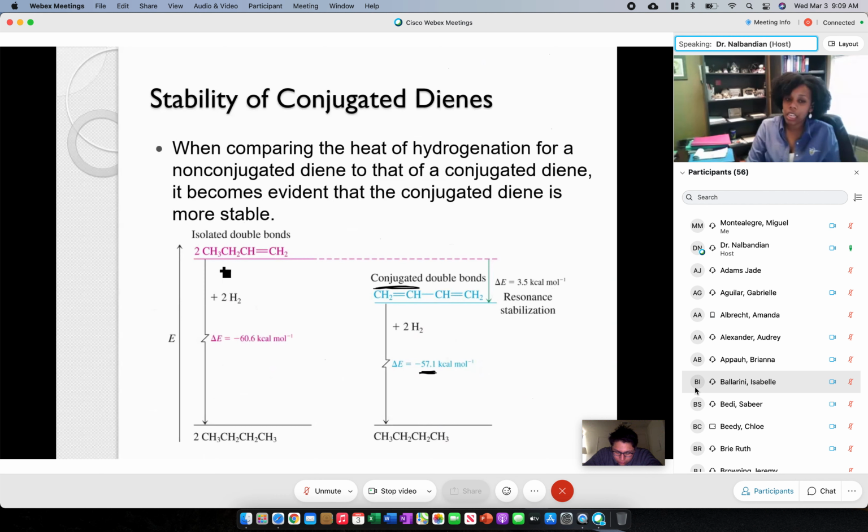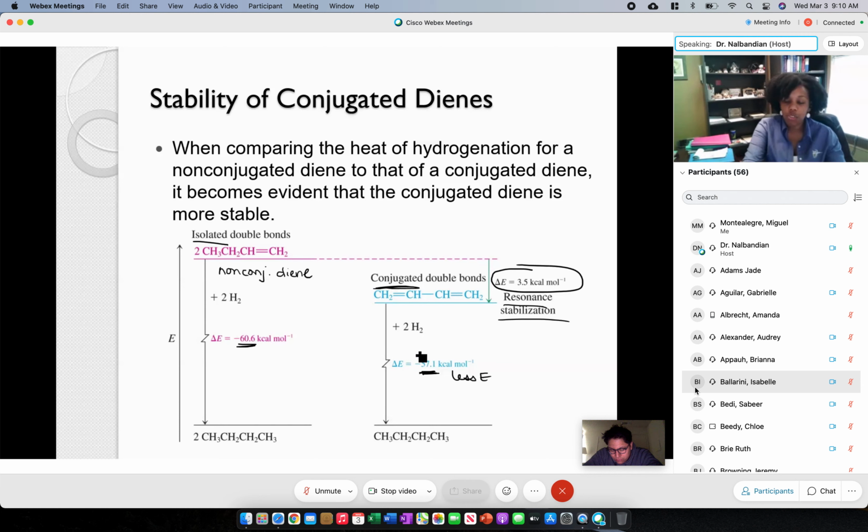If we had a non-conjugated diene, then it would be like two isolated double bonds, where we would release about 60 kilocalories per mole of energy. But we release less energy because it's a little bit more stable. We would say it's resonance stabilization. A conjugated diene is about 3.5 kilocalories per mole of energy more stable than a non-conjugated diene.